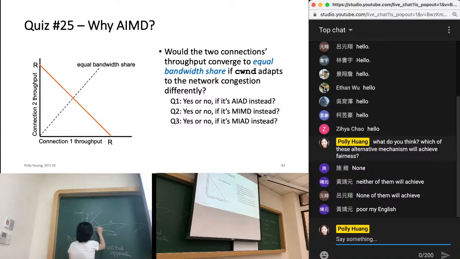But let's be careful, right? Let's say this is connection 1 throughput, T1, T2, and this is the initial. Afterwards, we have 2T2 here and 2T1 here. And then 4T1 and 4T2, isn't it? Is this a straight line? Oh, yes, it is.